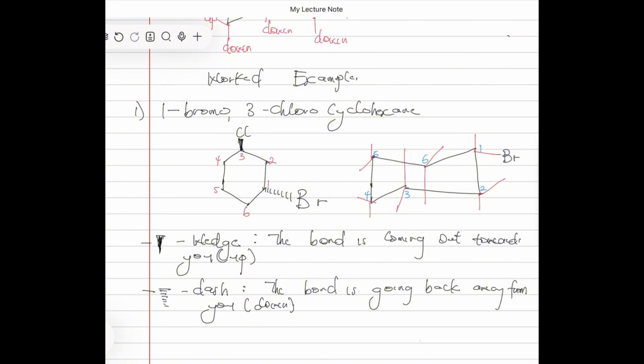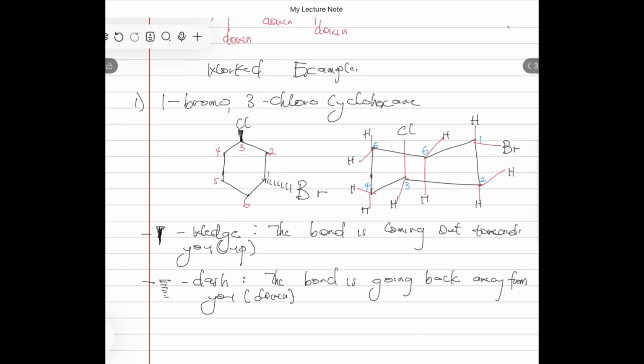Then chlorine is in the 3rd position and the wedge bond means it is up, so I can put my chlorine here. Then the other parts represent hydrogen. I can have hydrogen in all of these positions. So this is how to represent this molecule in a chair conformation.